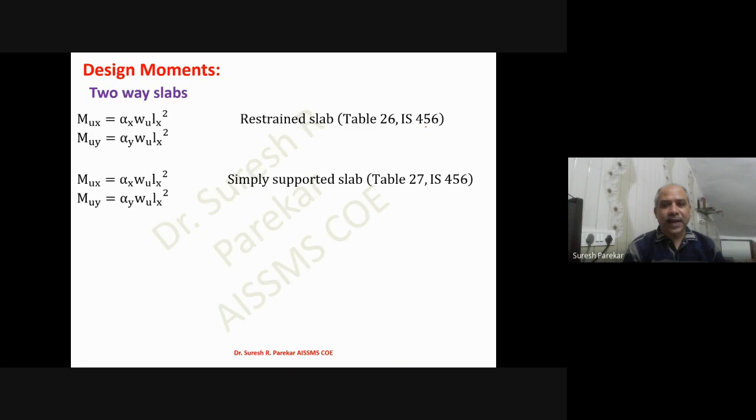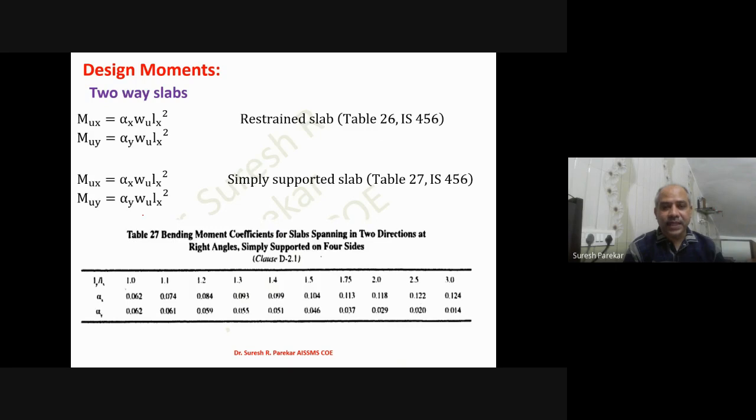Then we have simply supported, and for simply supported, these values of alpha x and alpha y that are given in Table number 27. So 26 we will see in the next slide. You can see over here that values alpha x depend upon your Ly by Lx ratio. And by this we are going to find the value of alpha x, and we are going to find out alpha y. This alpha y value we have directly given here, depending upon your Ly by Lx ratio.